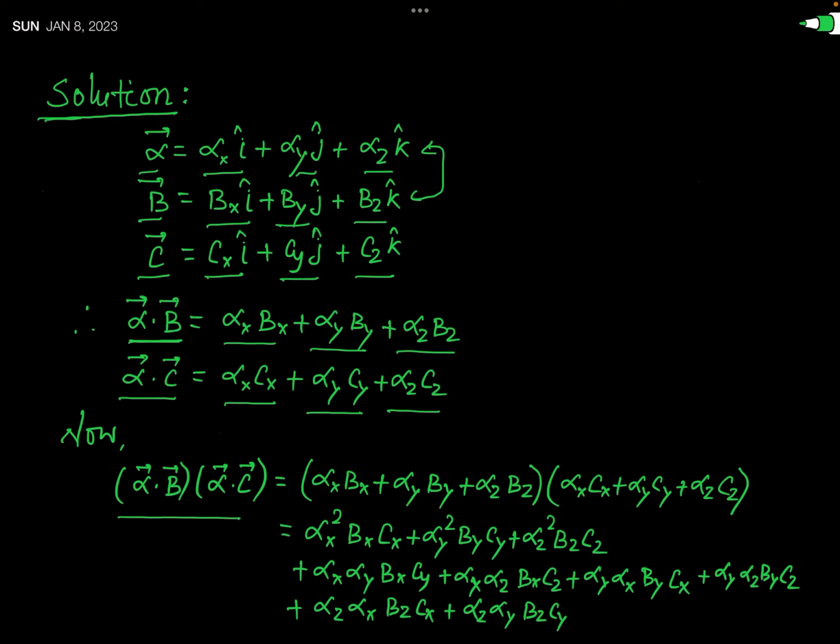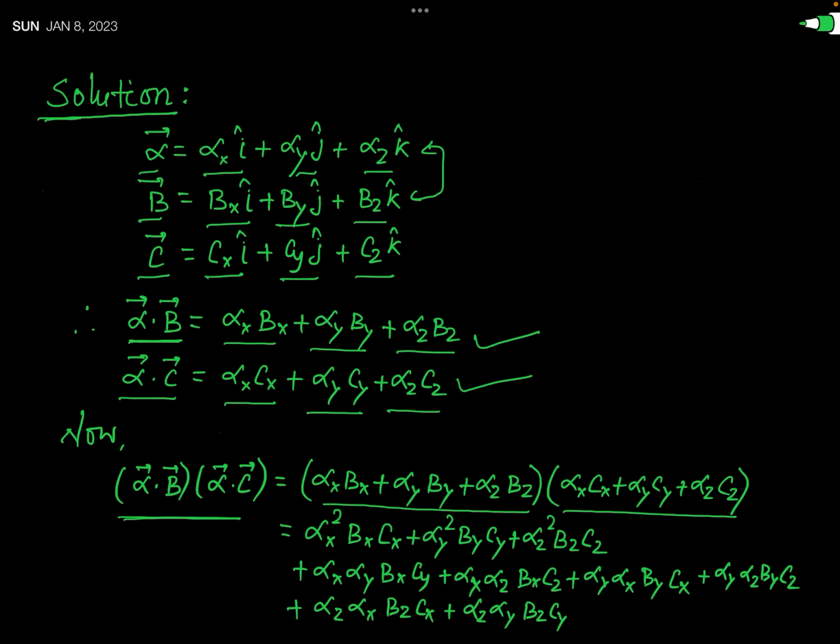In the LHS there is alpha dot B times alpha dot C, but we have seen that alpha dot B is equal to this much and alpha dot C is equal to this much. So let us substitute these two values in place of alpha dot B and alpha dot C. I have written here that this is equal to alpha x bx plus alpha y by plus alpha z bz times alpha x cx plus alpha y cy plus alpha z cz.